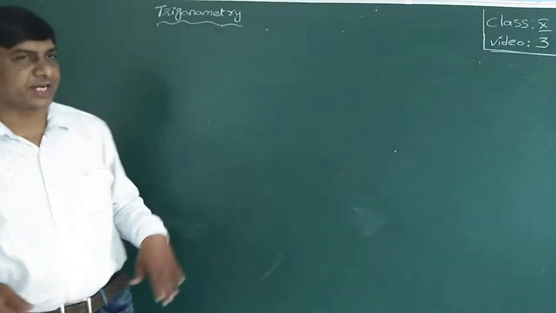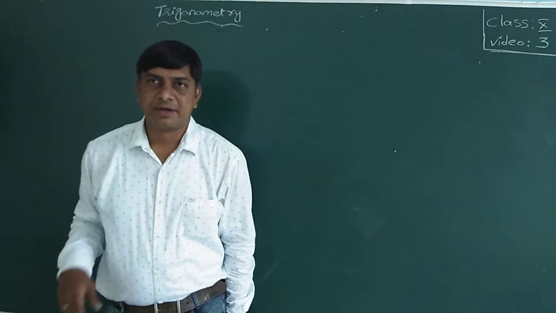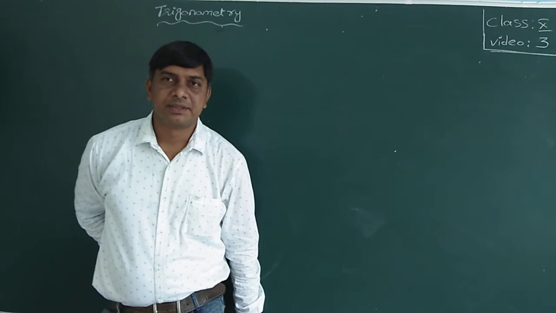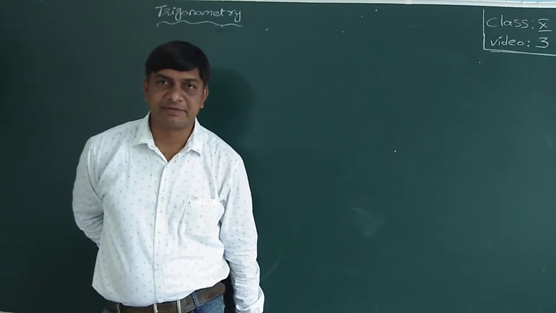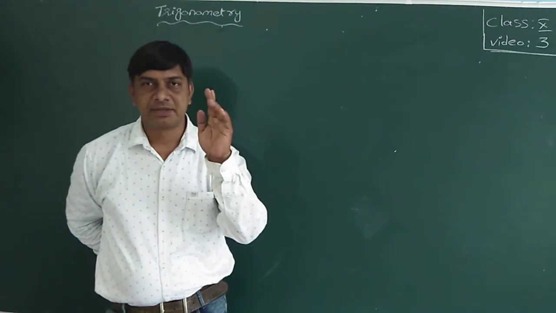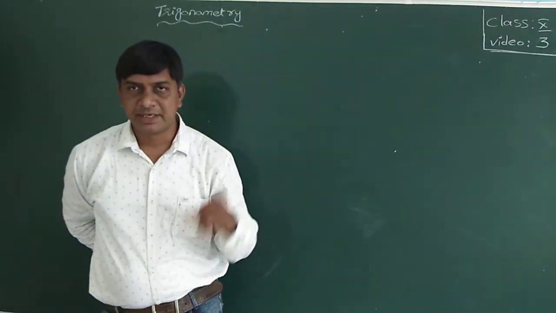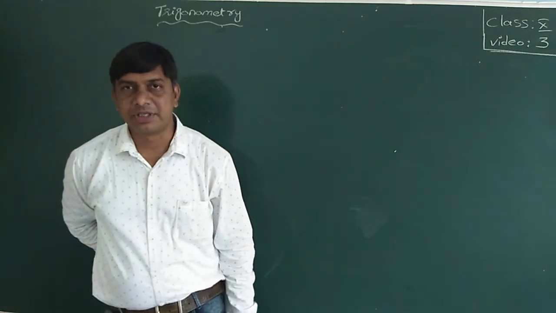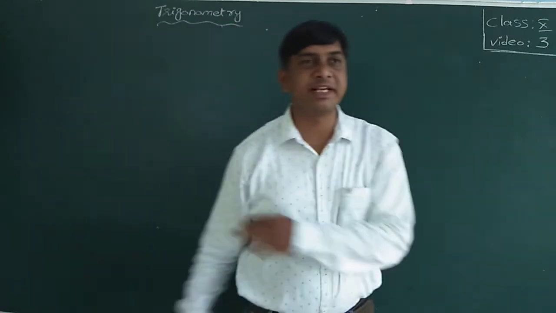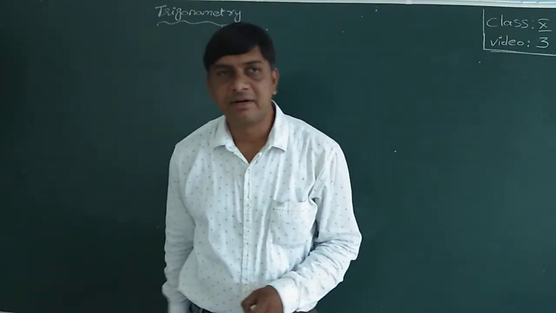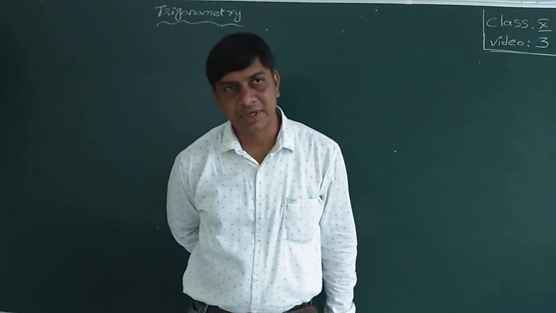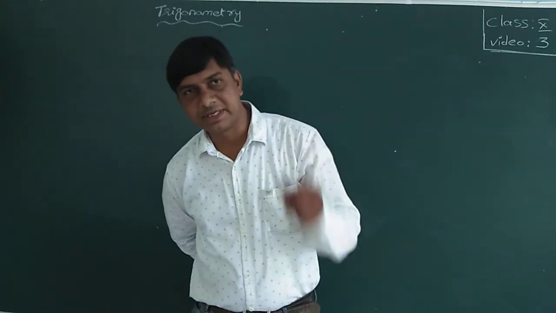In trigonometry, we discussed what trigonometry is and what the trigonometric functions, that is, the ratios, are: sine, cos, tan, secant, cosecant, cotangent. These six trigonometric functions give the relation between the sides of a right angle triangle and the angle. Okay, we discussed it. What is sine?